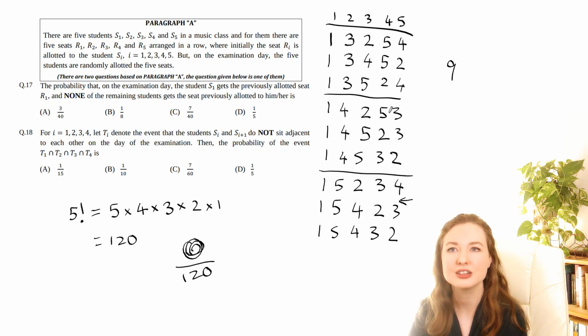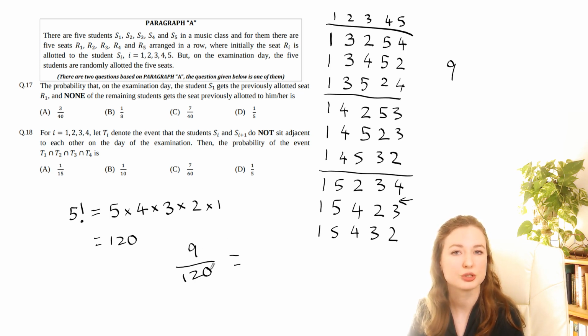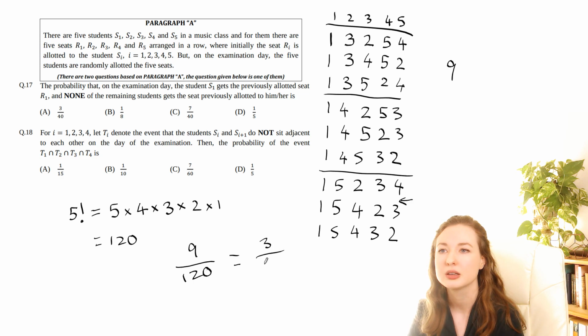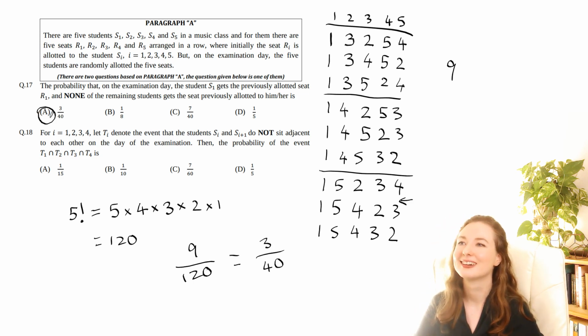Okay, so we've got 9 different ways. So that's 9 ways out of 120. So we could simplify that fraction down because both of those are divisible by 3. So we can make it 3 over 40. So that would be A.